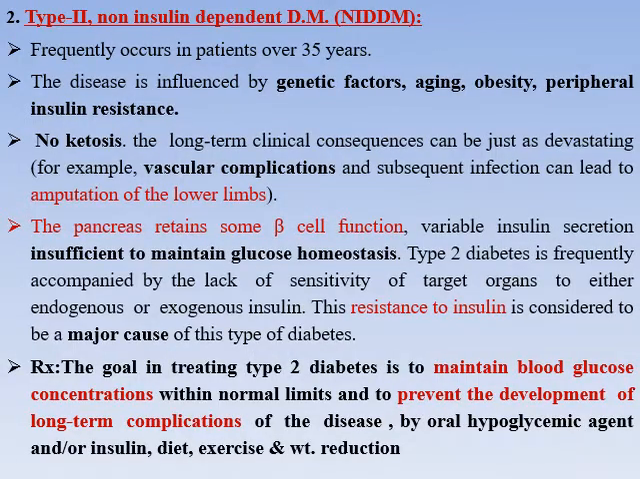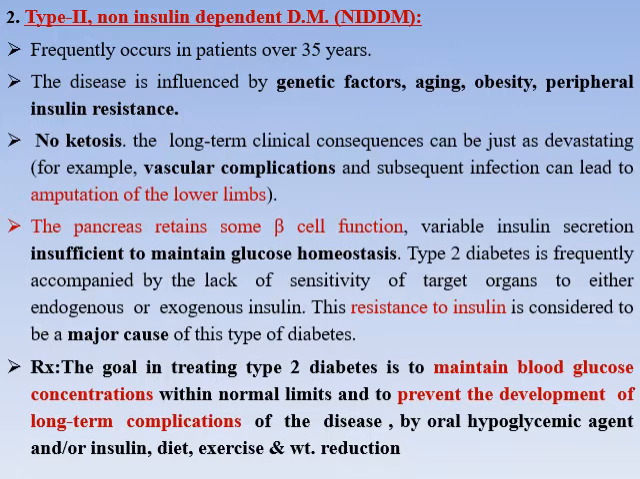In type 2 diabetes mellitus, also called non-insulin dependent type, it usually occurs in patients over 35 years of age. And we have multifactorial causes like the genetic factor, aging, obesity, insulin resistance. We have no ketone body formation, and the patient can develop severe vascular complications. If it is associated with infection, it can cause gangrene and lead to amputation of the limbs.